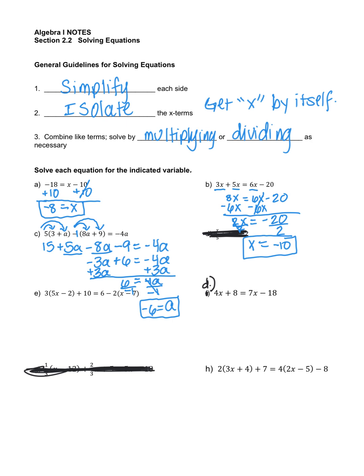Okay, so we have D right here: 4x plus 8 equals 7x minus 18. So let's go ahead and combine. First things first, let's combine our x's. So combine the like terms.